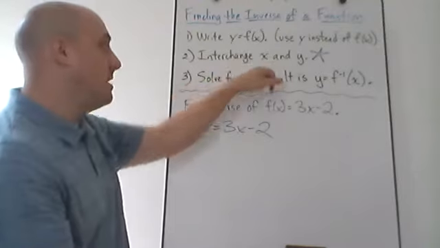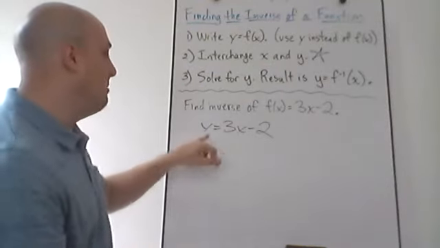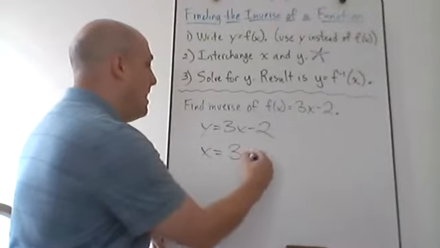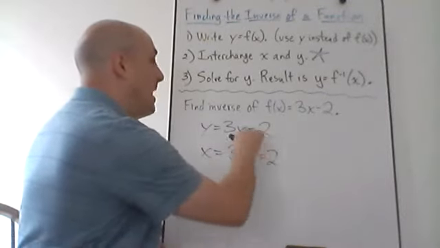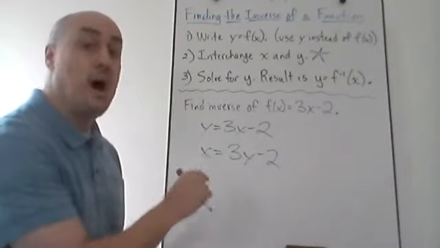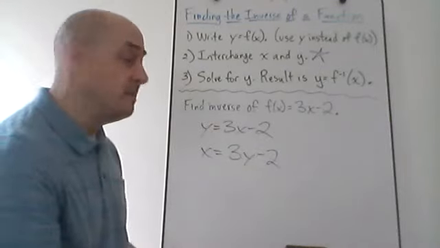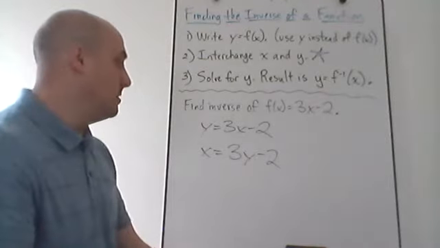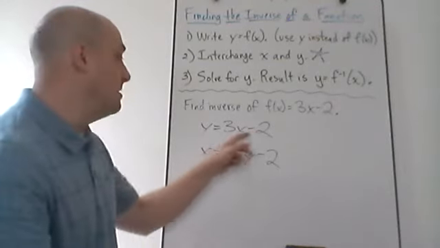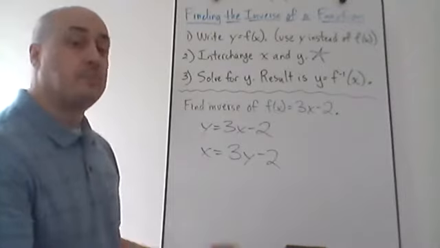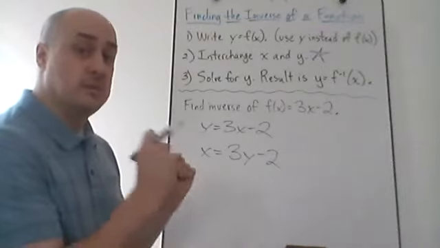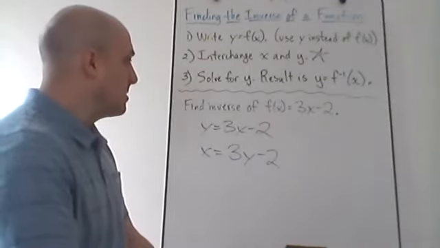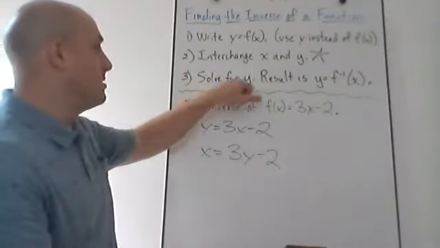Step number two, the key step: interchange the x and the y. So everywhere I see the letter y, I write an x, and everywhere I see an x, I write the letter y. If I had more than one x in the equation, I would put a y for every single one of those x's. So when I switch the x and the y, I get x equals 3y minus 2. Everything else stays the same. The 3 is here, the minus 2 is there. Just the x and the y, I literally switch out each letter and change their positions.